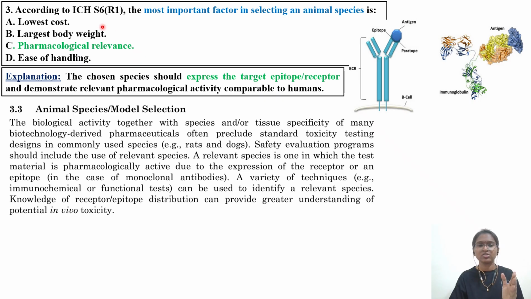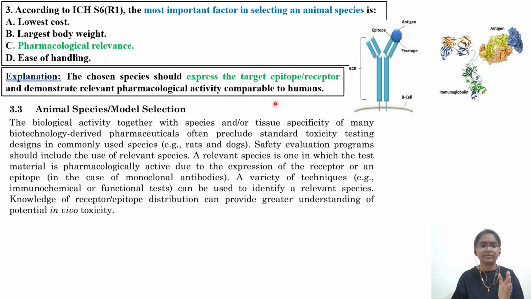Other options are cost, that is lower cost, largest body weight, ease of handling. So all these three things are not applicable. The chosen species should express the target epitope or receptor. If you see this antibody, on this you have the antigen, you have the epitope. This epitope or receptor should be there, and they should demonstrate relevant pharmacological activity comparable to humans.